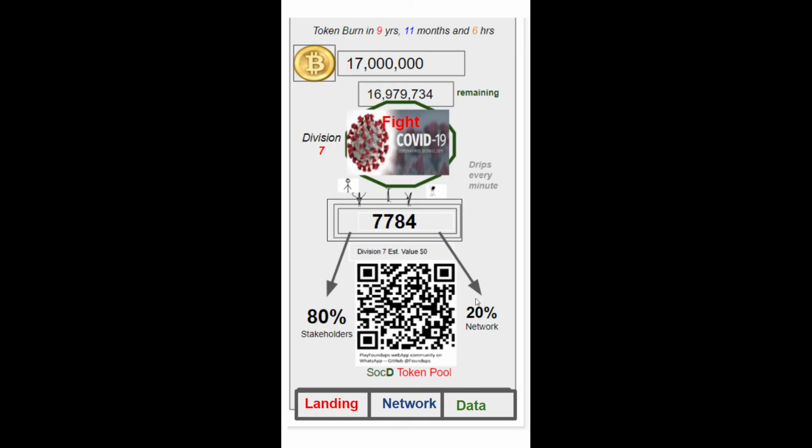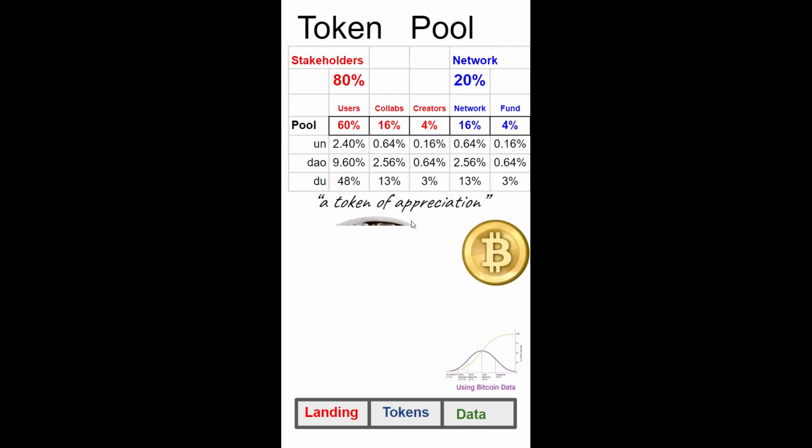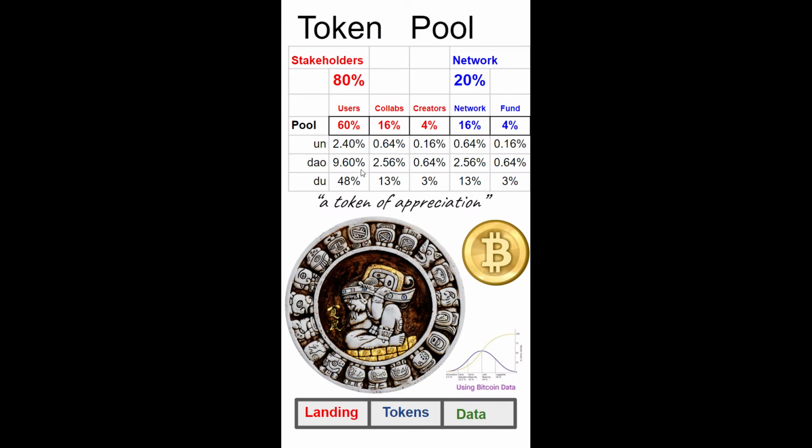Now, the COVID-19 SOCD token, basically, it releases a pool. If you're social distancing, that gets shared. Now, the app is going to determine how well you're social distancing. So if you're being sloppy, you're only going to share in 60% of the pool. If you're being pretty good, kind of not great, but better, you're going to share more.